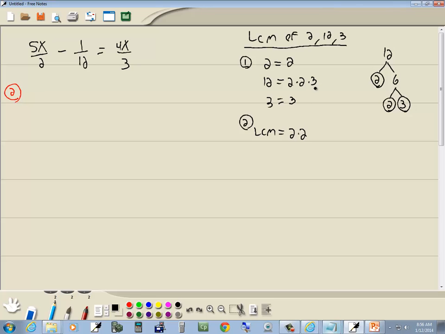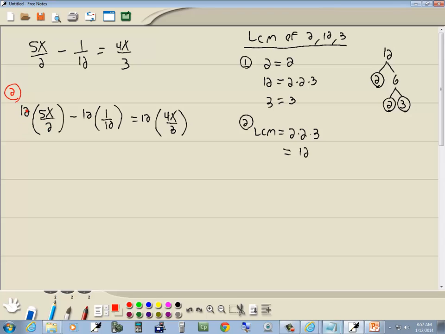Now I go to my next prime, 3. There's no 3's here, there's 1 3 here, there's 1 3 here. So the greatest number of 3's on a single line is 1. So 2 times 2 is 4, times 3 is 12. So that's how we get our LCM. Now we're going to multiply each fraction by 12. So I'll multiply the 5x over 2 by 12 minus 12 times 1/12 equals 12 times 4x over 3.